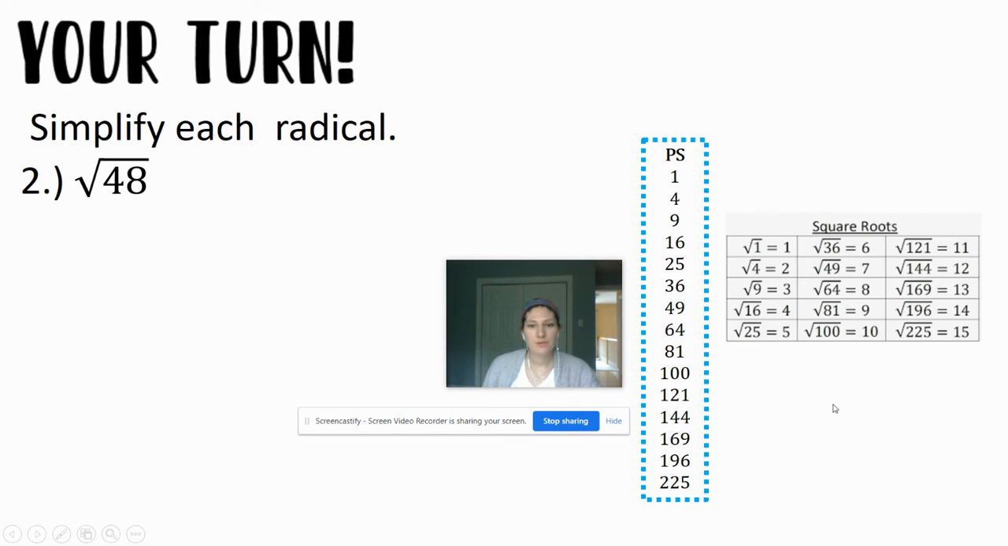Next up, we have the square root of 48. So I'll put 30 seconds on the clock. Simplify this radical. Square root of 48.